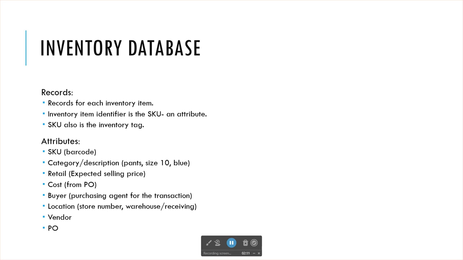Within this barcoding system, generally you have a description, a size, maybe a color, and it's all kind of coded into the SKU or the barcoding. The barcoding can be done by the vendor who sells you the items, or you can have your own system of detailing the items. With each inventory item, you should have a retail or an expected selling price.